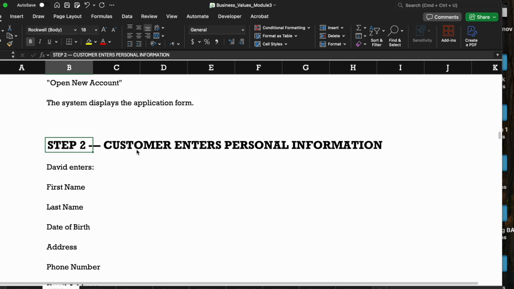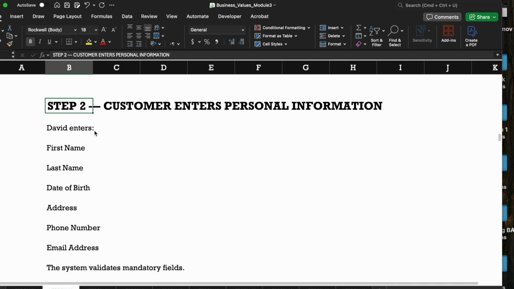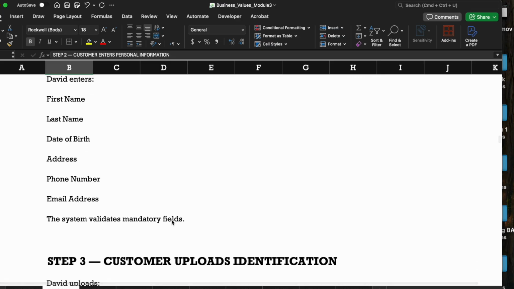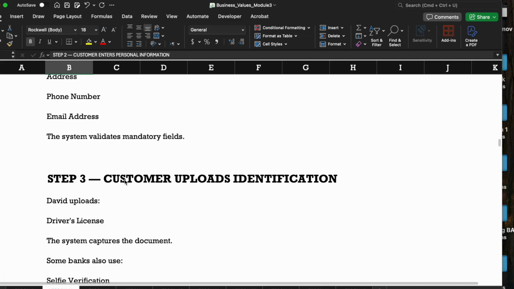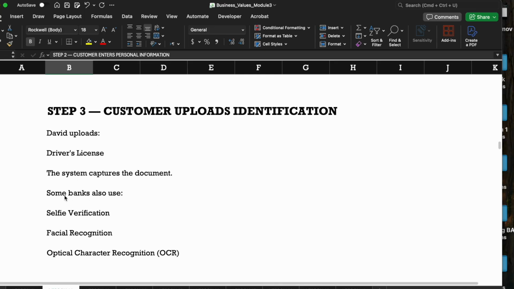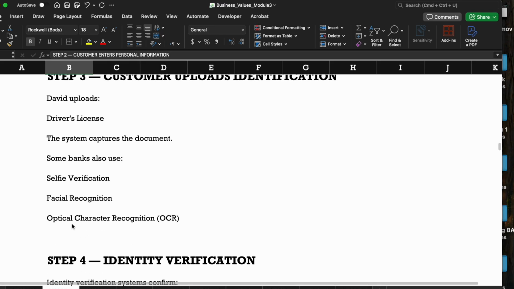Step number 2: customer enters personal information. David enters first name, last name, date of birth, address, phone number, email address. The system validates mandatory fields. Step number 3: customer uploads identification. David uploads driver license. The system captures the document. Some banks also use selfie verification, facial recognition, optical character recognition, OCR. So you have to upload your selfie photo along with your ID.